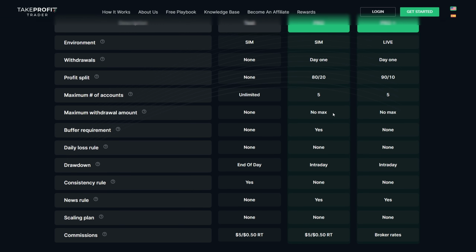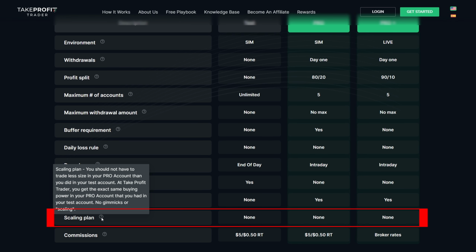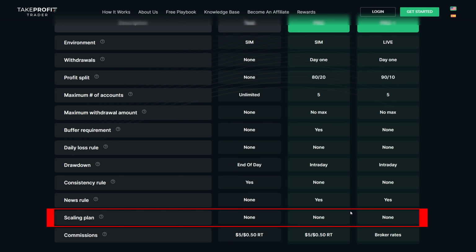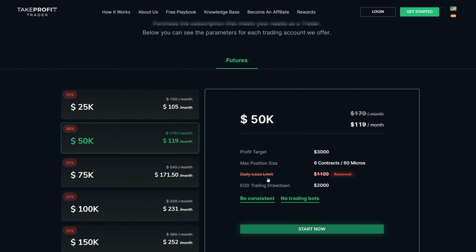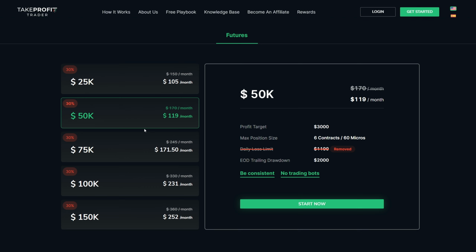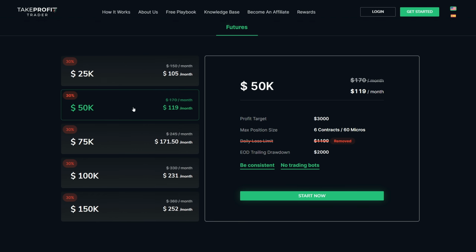Now let's talk about another big pro out here, and that is going to be the scaling plan. There is no scaling plan in the test, pro or pro plus account. So what that means is if you're trading the 50K account, we can trade the max 6 contracts or 60 micros from day one before we ever made any type of profit. We don't have to worry about, I've made $1,000, now I can trade 3 contracts. I've made $2,000, now I can trade 4 contracts. No, we can trade the max contract size right off the rip. So in my 150K funded accounts that I have, from day one, I've been allowed to trade 15 contracts or 150 micros.